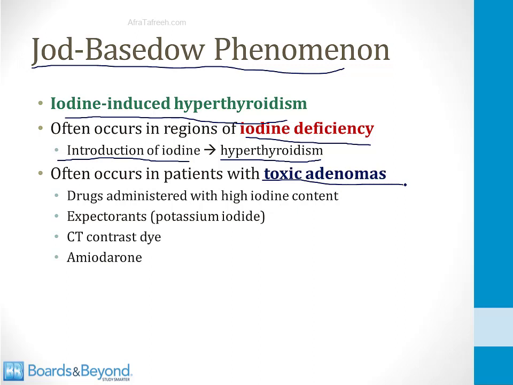You can sometimes see this in other parts of the world when patients have a toxic adenoma and they suddenly get a large dose of iodine. So for example, if a patient has a toxic adenoma and you administer a drug with a high iodine content like amiodarone, or if you give them an expectorant for their cough, some of these contain potassium iodide.